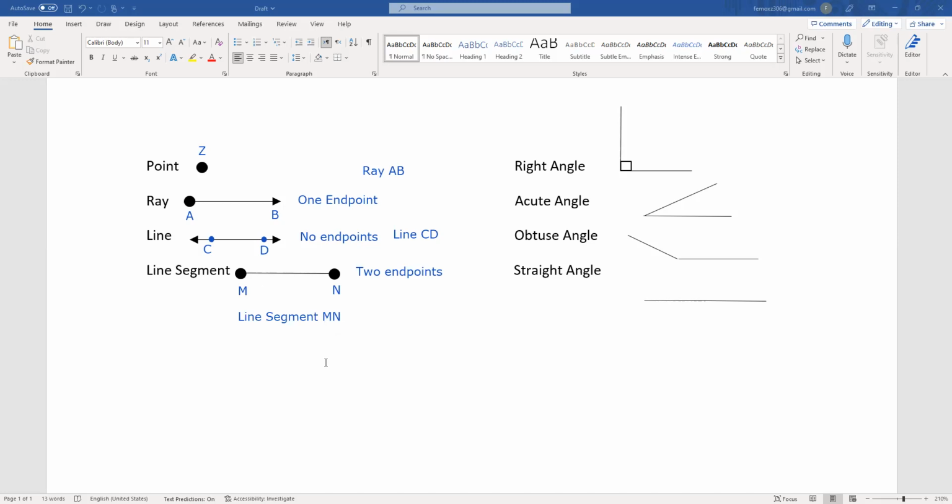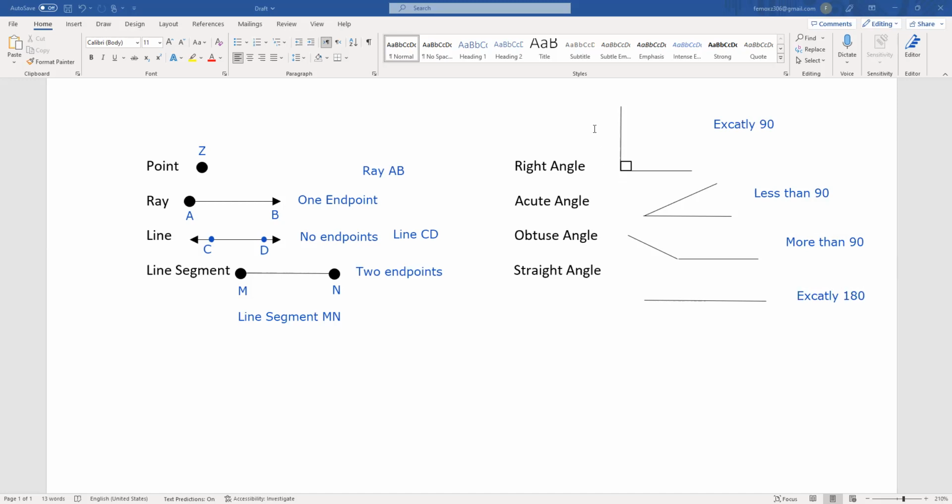Now coming to the angles, I have four types of angles. I have the right angle. This one we call a right angle. A right angle is exactly 90. An acute angle is less than 90. An obtuse angle is more than 90. A straight angle is exactly 180.